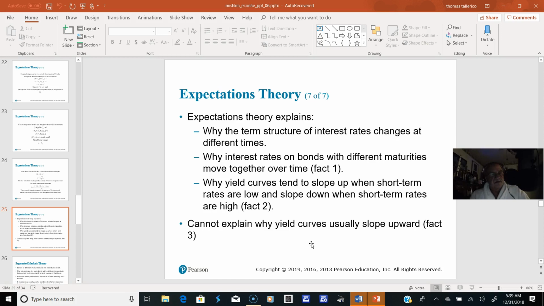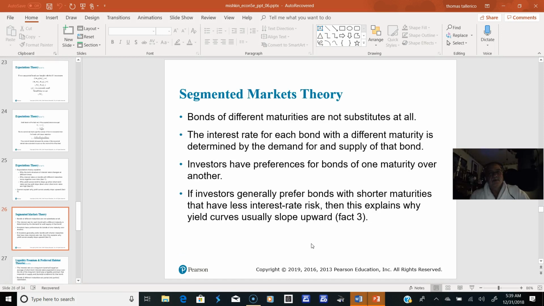and there's a couple of different things here. And the one thing it can't explain is why yield curves usually slope upward. And the other theory we're going to talk about now will explain that. So here's the segmented market theory, which we hope will explain that.